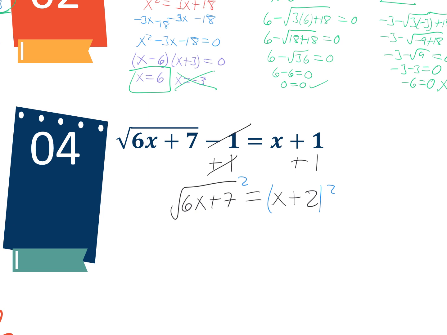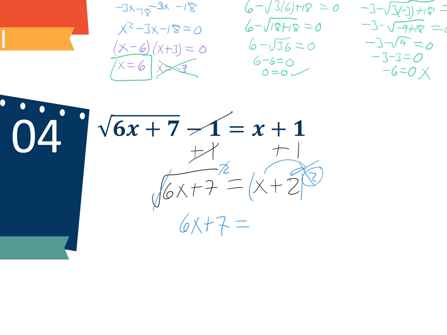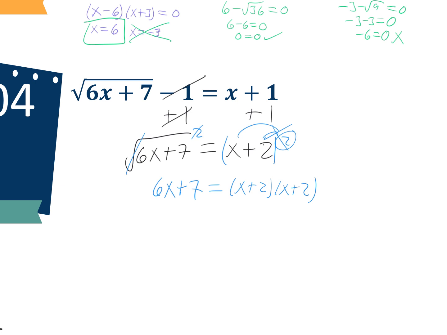The square root and the square cancel out, and so we get 6x plus 7 equals, again, do not distribute, that is not correct. You need to write it out twice and FOIL it. We get x plus 2 times x plus 2. If you FOIL that out, you should get x squared plus 2x and another 2x, that's going to get you a 4x, and then 2 times 2 is 4. And this is equal to 6x plus 7.